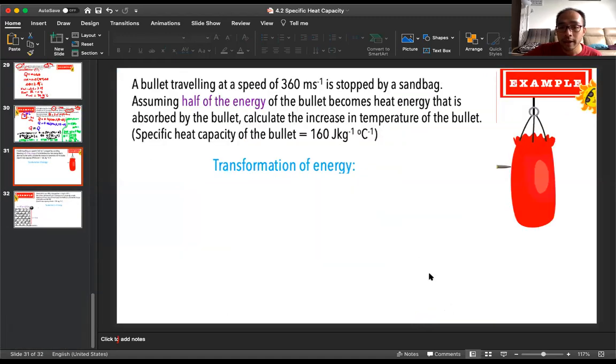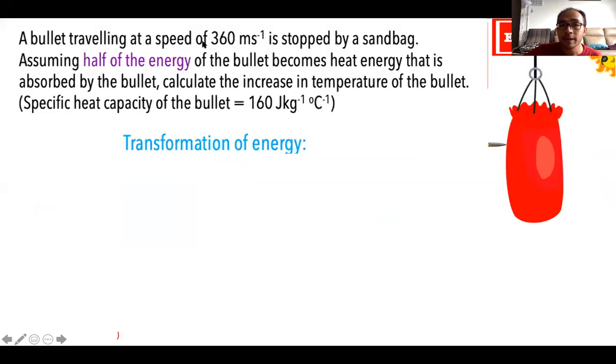Okay, so let's take a look at this example. A bullet traveling at a speed of 360 meters per second is stopped by a sandbag. So you have this bullet that is traveling. Somebody with nothing better to do, pergi tembak satu bullet at the sandbag.